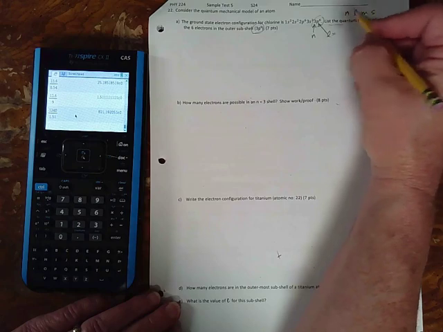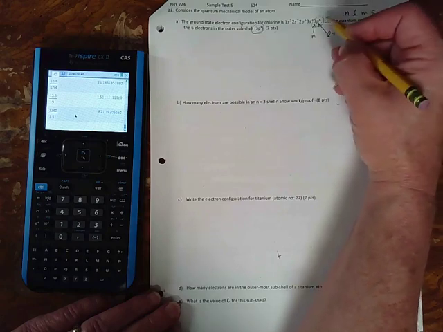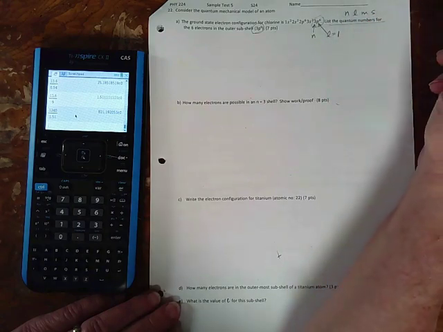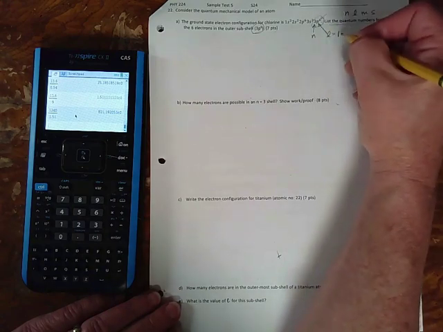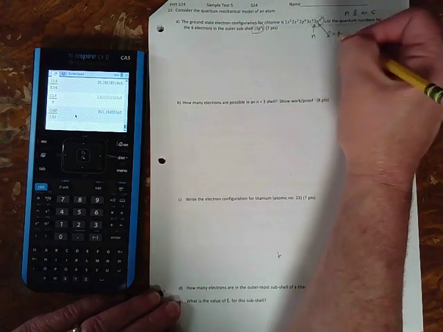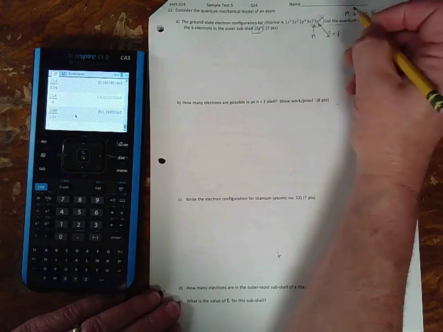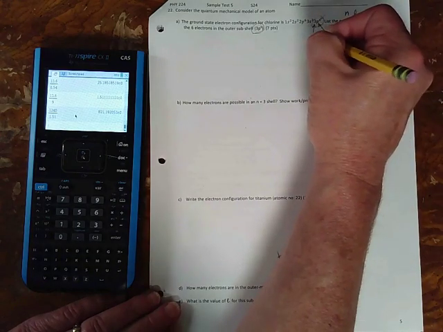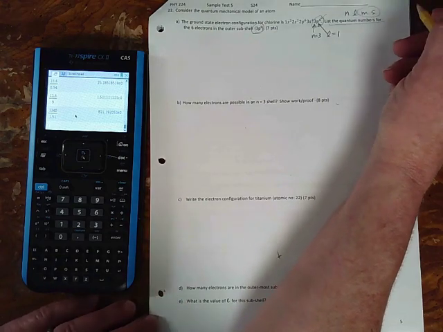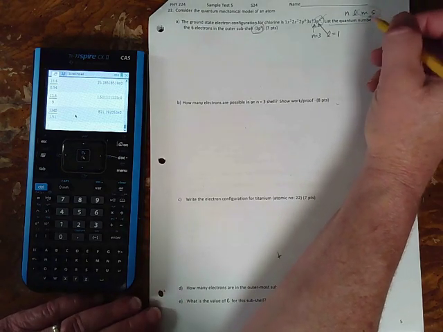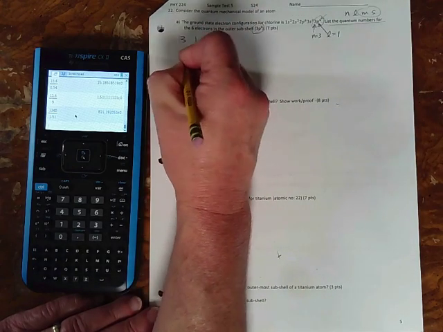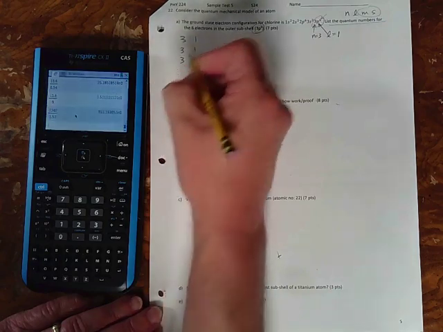l goes 0, 1, 2. The first one is s, and the second one is p. So l is 1 for a p level. And then this is saying there are 6 electrons in that shell. What are the 6 sets of quantum numbers? We know they're all going to have n equals 3 and l equals 1. So what are m and s? All the different m and s combinations, and there should be 6 different m and s combinations. So let's do 3, 1. There are going to be 3, 1. Let's just write them all out.